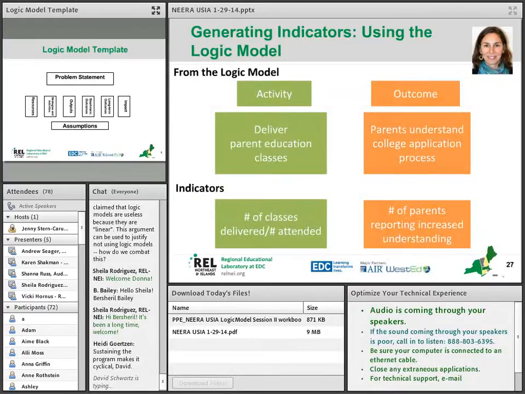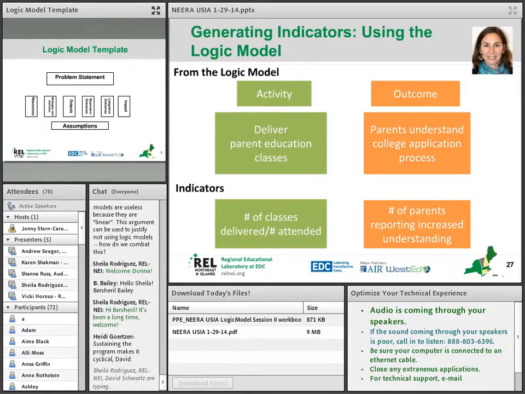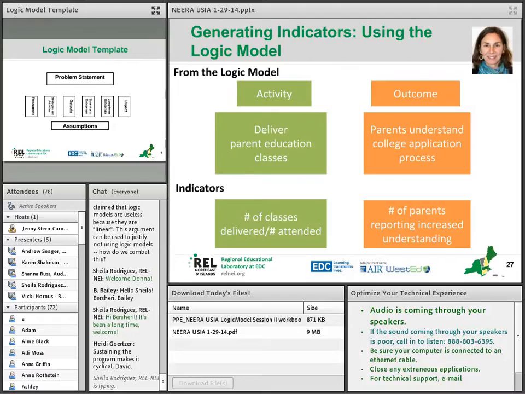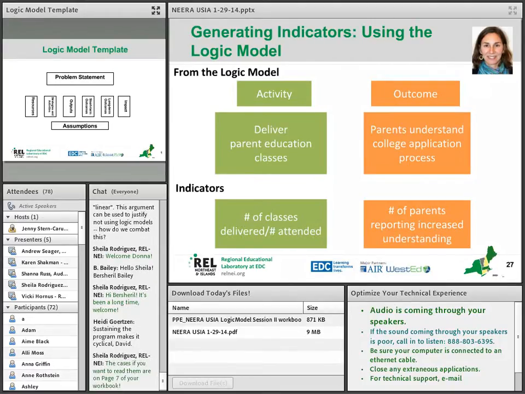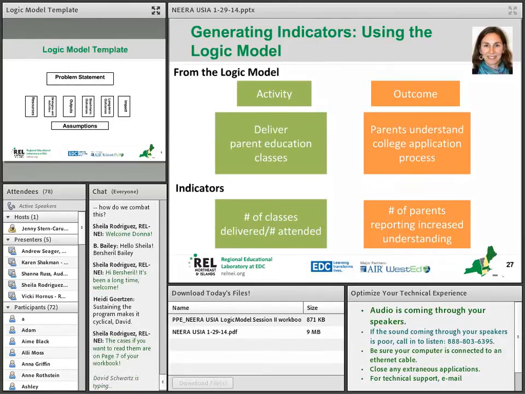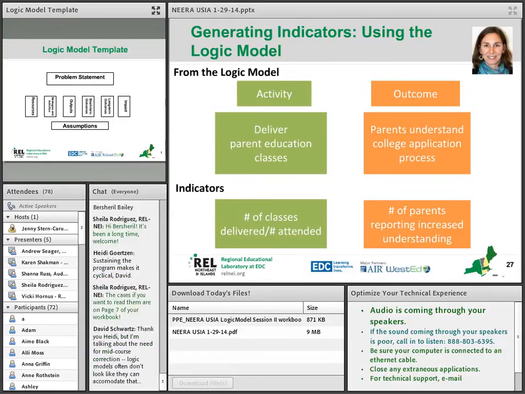Let's take an example from the College Ready case to just illustrate how we move from the logic model to the indicators. The College Ready logic model case is at the back of your workbook if you want to refer to that specific sample logic model. If you have an activity within a larger strategy of parent engagement, and that activity is to deliver a set of parent education classes, then a related indicator of success for that activity might be the specific number of classes that were delivered or the number of parents who attended those classes. Those would be indicators related to the strategy and activity section of that logic model.